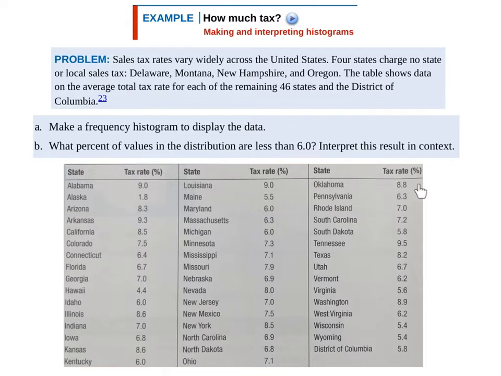So this table down below shows the rest of those states that do charge state or local sales tax. And of course, we can't forget about DC, the District of Columbia. So here's all those 47 states' information. And so let's make a frequency histogram to display the data. And then let's answer the question, what percent of values in the distribution are less than 6.0%? Interpret this result in context.